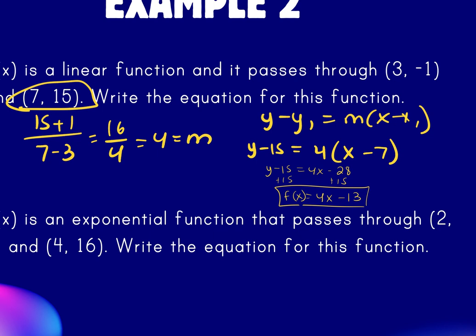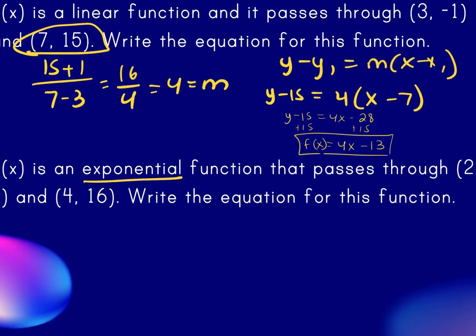Okay, B says f of x is an exponential function that passes through (2, 1) and (4, 16). Write the equation for this function. There's a couple different ways to do this, but in my opinion, because we're fresh off of geometric, let's do it that way. One, we get to review that, and two, we talked about it yesterday. If it's exponential, we can take these points and turn them into geometric sequence values.